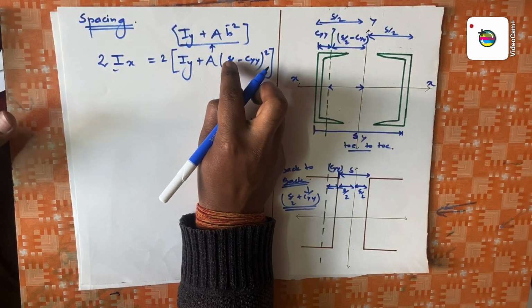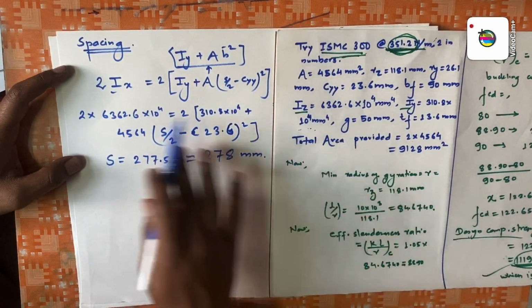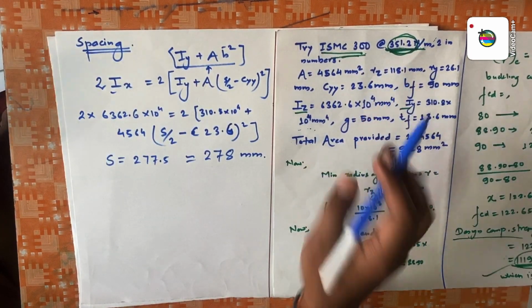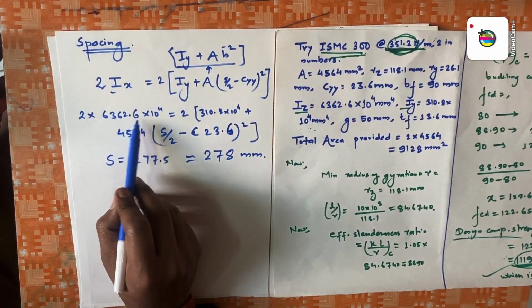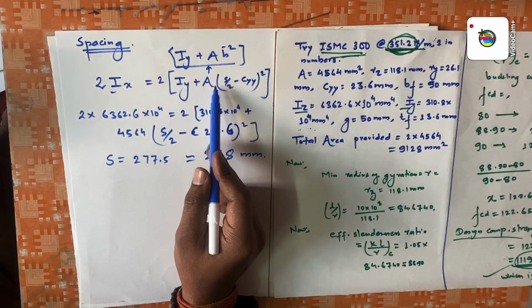So we have to find out the S value. You can see here I just wrote this value from our given data, that is what we have obtained from our code book. So 2 times 6, 362.6 × 10^4. Ix, Iy is 310.8 × 10^4. Similarly, we don't know S.